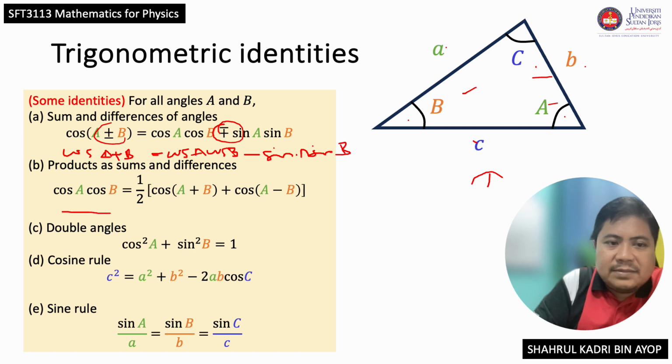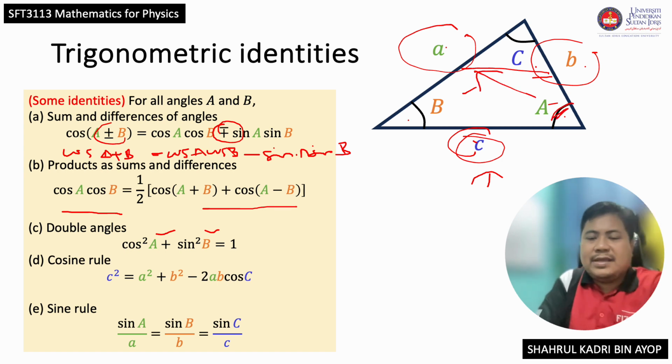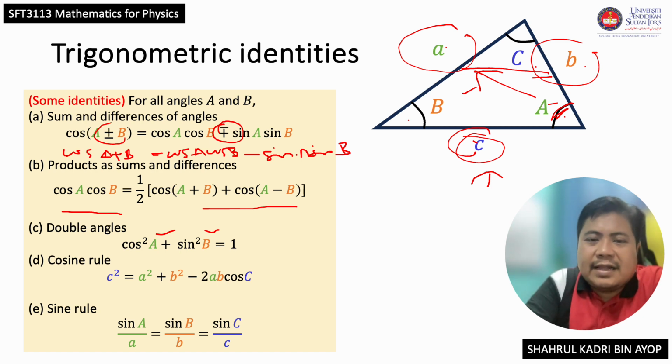And there is also product as sums, and this is difference. Double angles, so this is double angles. Cosine rule: c squared is equal to a squared plus b squared minus 2ab cos theta. And lastly, the sine rule. This is a ratio between the sine of angle A and its opposite side. So this will be useful in calculation.